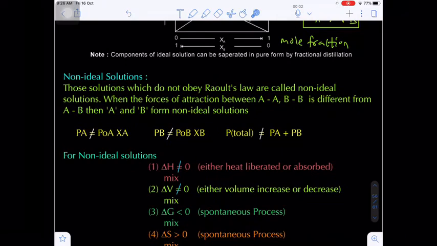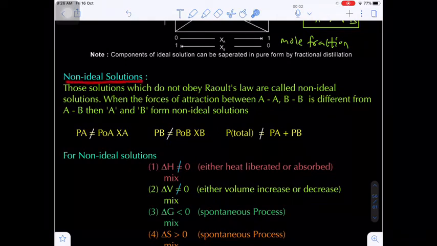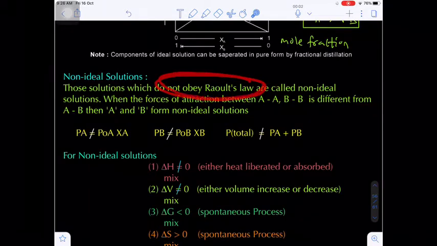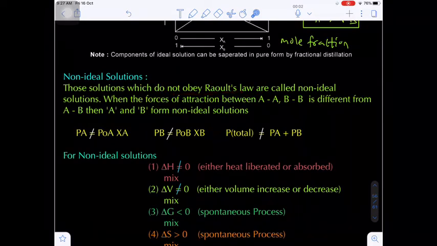Now there are some other solutions known as non-ideal solutions. What is the definition of a non-ideal solution? The name itself indicates that it is not following Raoult's law, because an ideal solution always follows Raoult's law, whereas non-ideal solutions do not obey Raoult's law. The definition of non-ideal solutions: the solutions which do not follow Raoult's law.